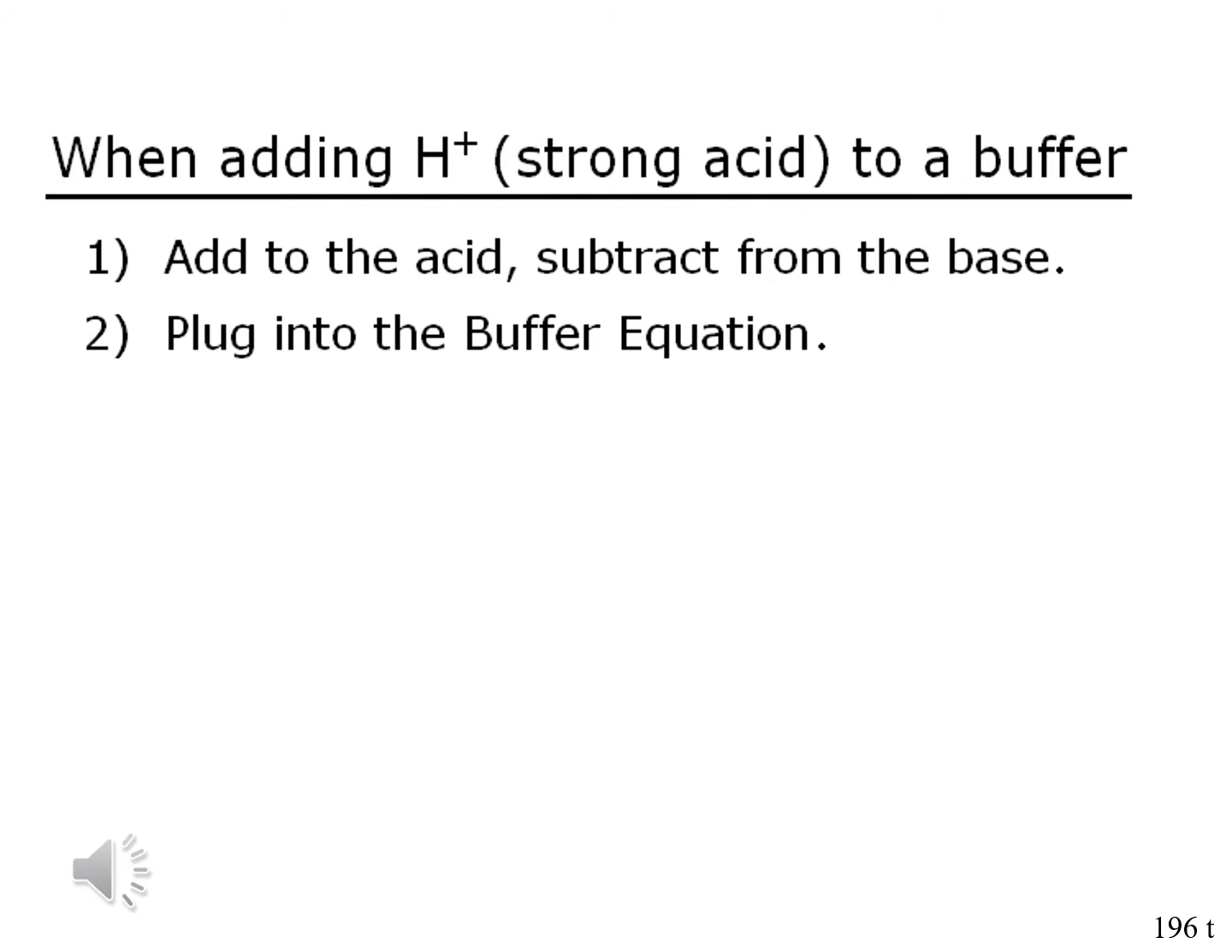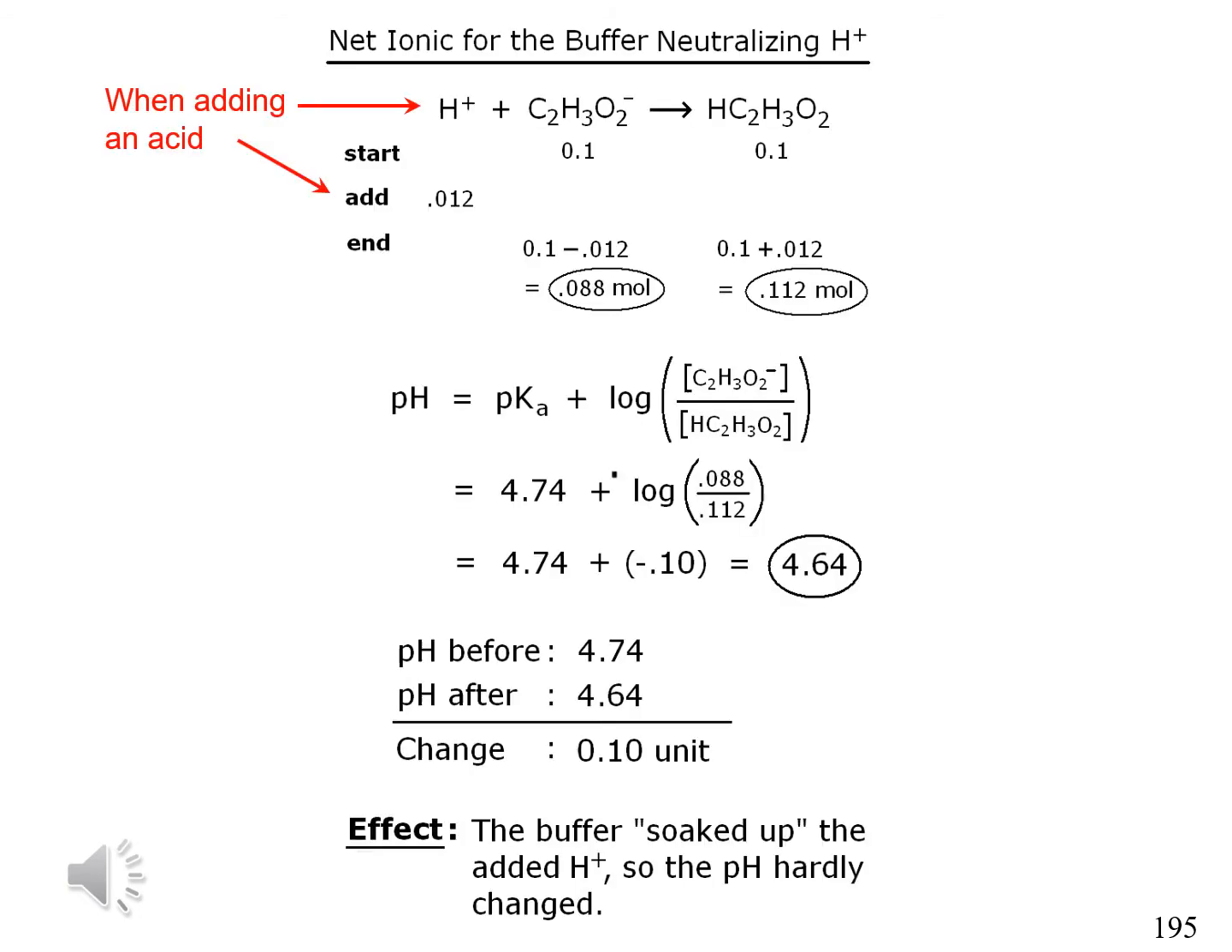The way you read this is when you add an acid, you add to the acid and subtract from the base. I think that's a pretty easy way to remember it, and I want to show you that that's actually what we did. When we added acid, 0.012 moles, you can see that we added to the acid and we subtracted from the base. And then you plug into the buffer equation to get the new pH.